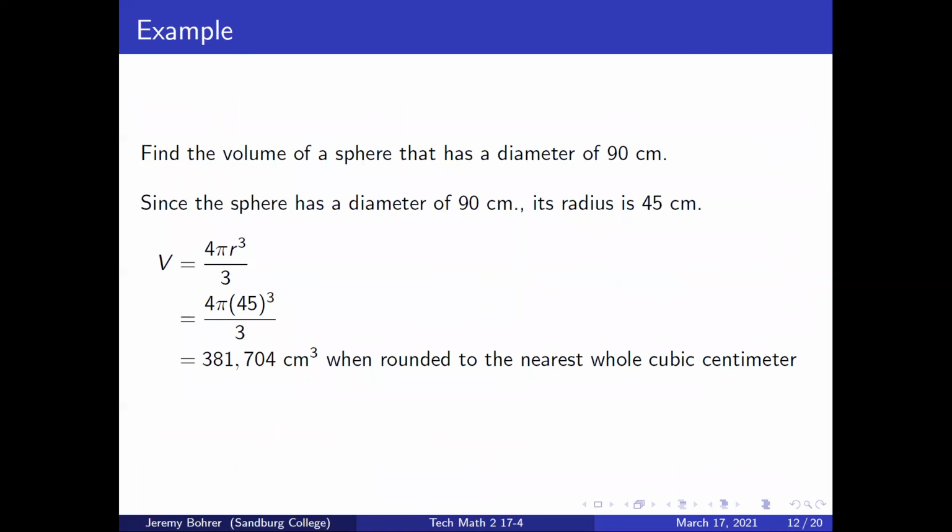Find the volume of a sphere that has a diameter of 90 centimeters. Since the sphere has a diameter of 90 centimeters, its radius is 45 centimeters. So V equals 4 pi r cubed over 3, which is 4 pi times 45 cubed over 3, which is 381,704 cubic centimeters when rounded to the nearest whole cubic centimeter.